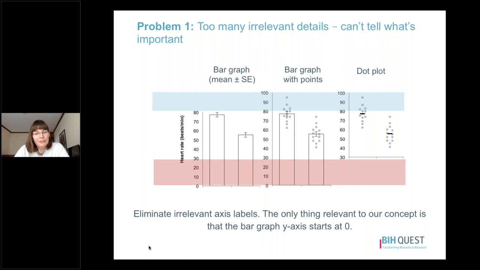So I started off by creating a data set and then creating this figure to go with that. And right away, you can see that there are a lot of problems with this figure. The main problem that really should jump out at us is that there are too many irrelevant details. There's a lot going on here and the eye doesn't know where to go. I can't tell what features are important to the message of the figure and what features are not.